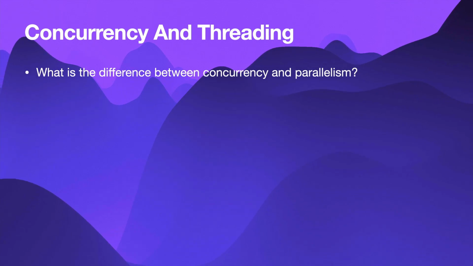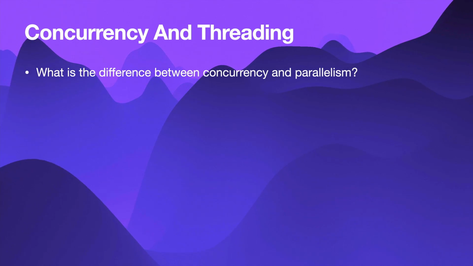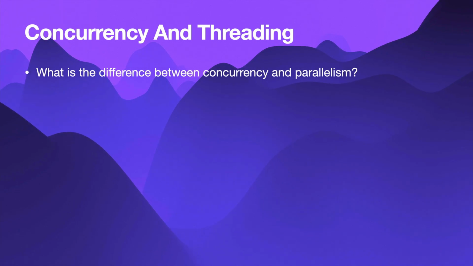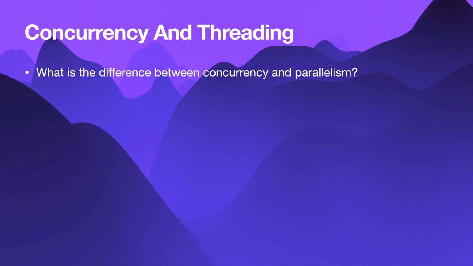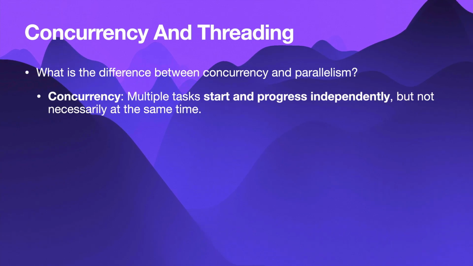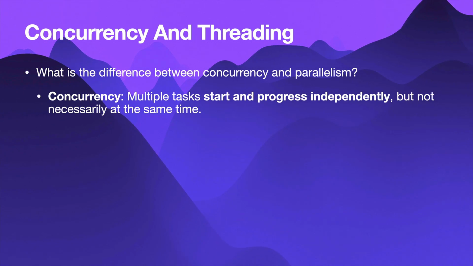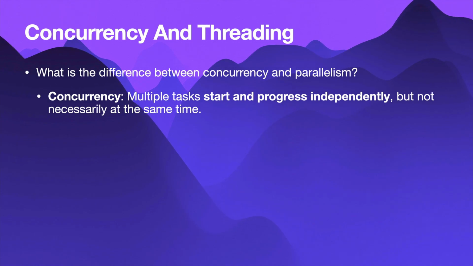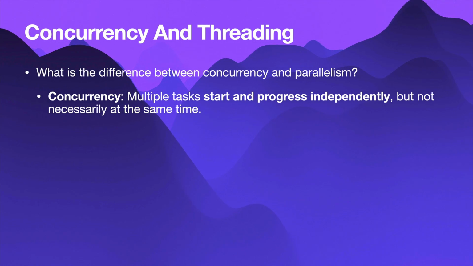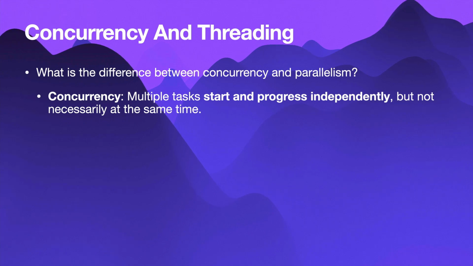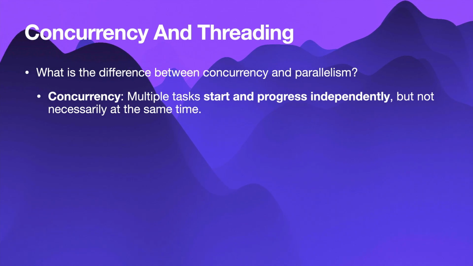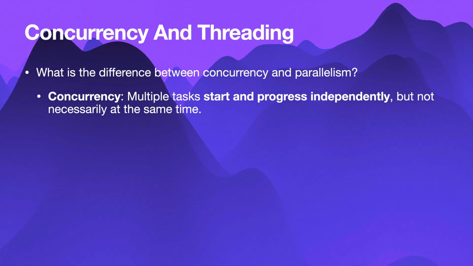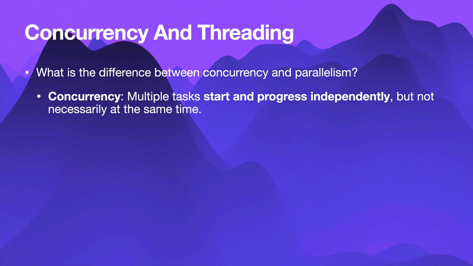So these are two topics that are often confused with each other, and I like asking this question in interviews to see if the candidate really knows his stuff with the nuances behind concurrency. So concurrency: multiple tasks start and progress independently, but not necessarily at the same time. So that is the key component to understanding this. Concurrently does not necessarily mean the tasks are running at the same time. Those tasks can start and stop independently of one another, but that doesn't mean they're executing at the same time.